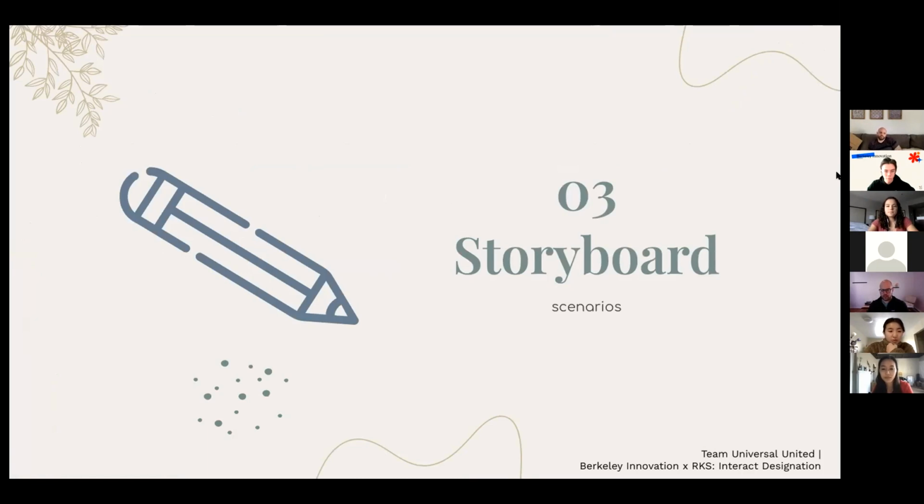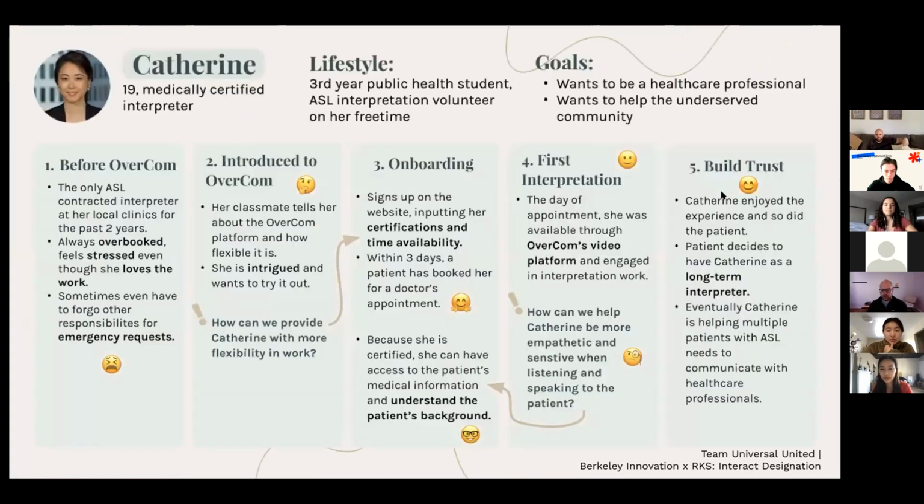So moving on to our first scenario, we are starting off with our interpreter persona. We'll introduce Catherine, who is a 19-year-old public health student and a part-time ASL medical interpreter. And before finding a platform, she was the only volunteer ASL contracted interpreter at her local clinic. And she is always overbooked, always feeling stressed, even though she loves what she does and she finds a lot of meaning in her work.